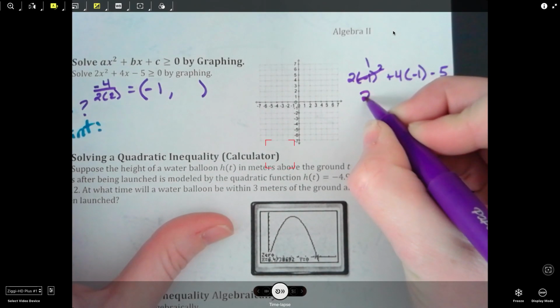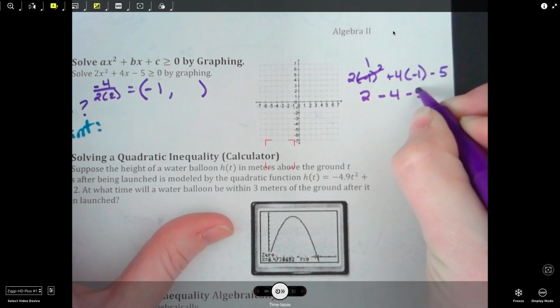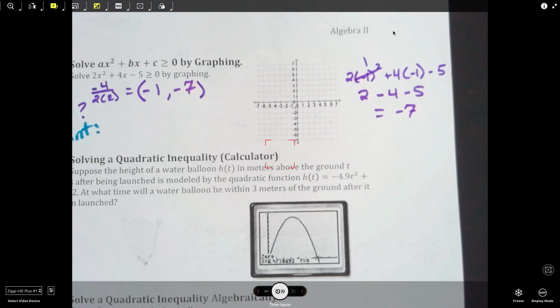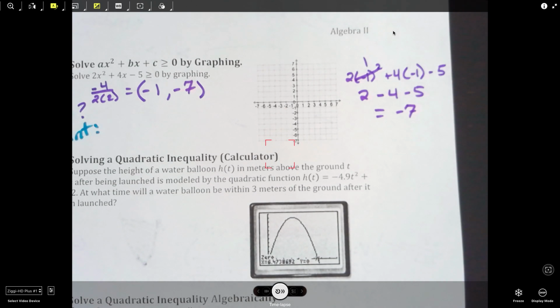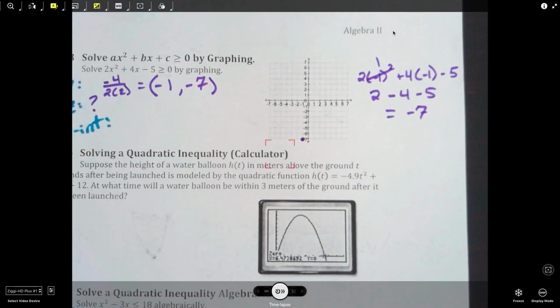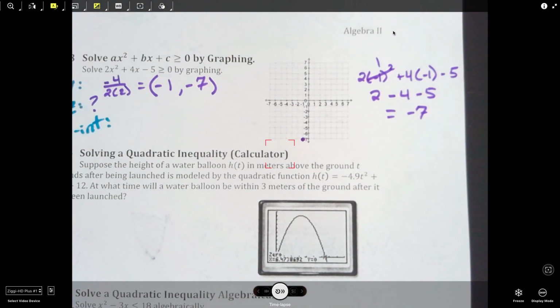2 minus 4 minus 5. Okay, you got -2, you got -9, right? Yeah, you got -9. -1, -7. That's your point, so plot it. -1, -7. Now, let's figure out what our y-intercept is, because I said we didn't want to do the zeros.